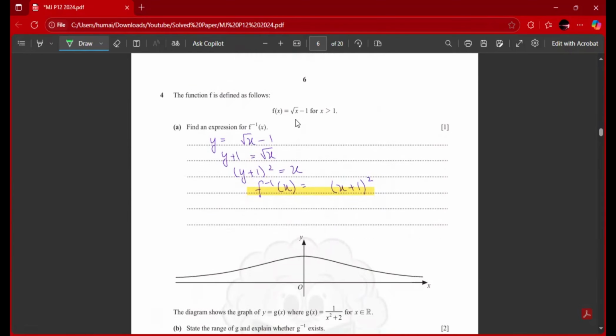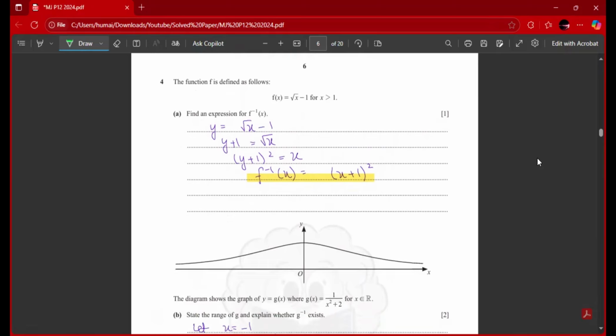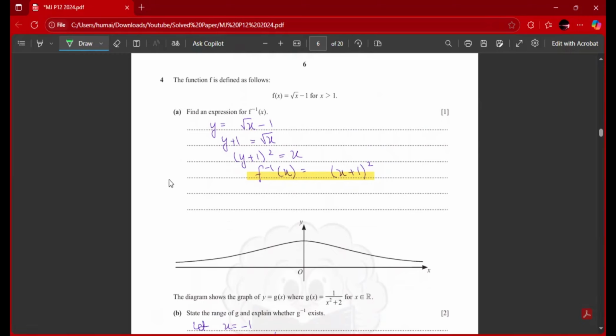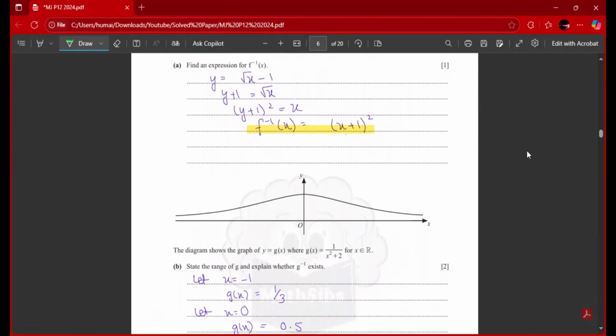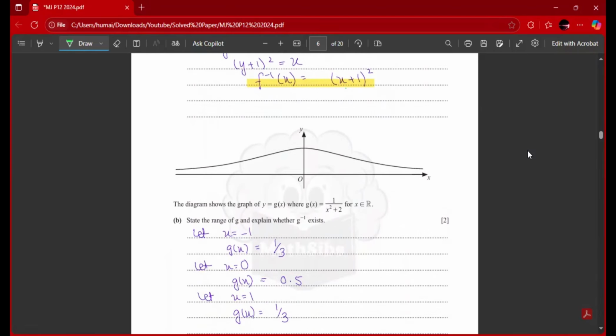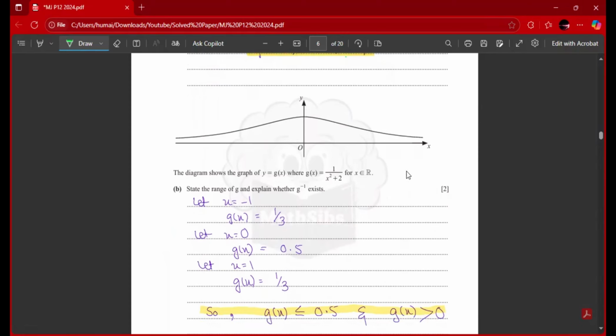So now the next question, to find the inverse expression of f of x is equal to square root of x minus 1. We are given the domain that x is greater than 1. Replacing f of x with y, taking my x as subject, replacing x with f inverse of x and y with x, and that's it. Done. We are done with solving this equation. Now we have a diagram. Okay, this is a diagram.